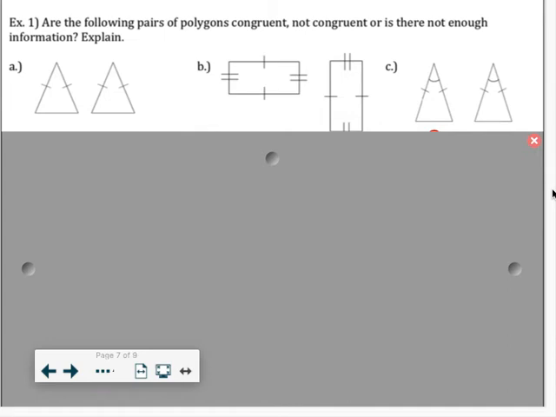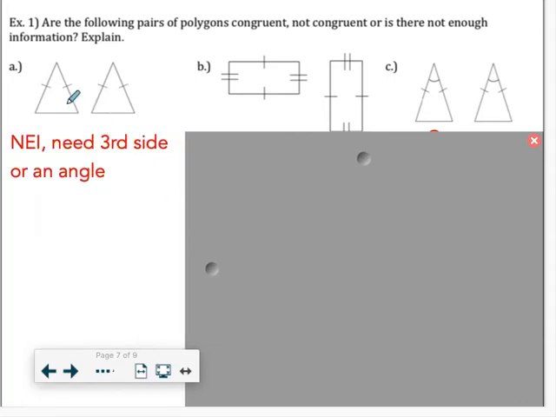Again, if you're watching this video, hit pause if you haven't tried A through G, and when you're ready, hit play and let's see how we did. On A, we have two pairs of sides. There's no shortcut for that. We need a third side marked, or we need an angle somewhere on here. So this is an example of NEI. There's not enough information for us to say if they are or are not congruent.